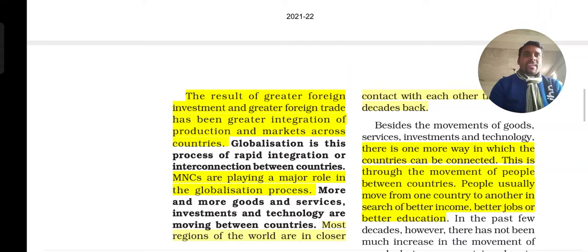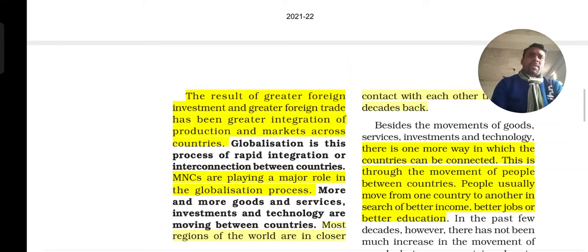The integration or interconnection that takes place because of this trade is nothing but globalization. Here it is given that globalization is the process of rapid integration or interconnection between the countries. So globalization takes place because of rapid integration and interconnection with the different countries. Why does this integration and interconnection take place? Because of this trade, foreign trade.